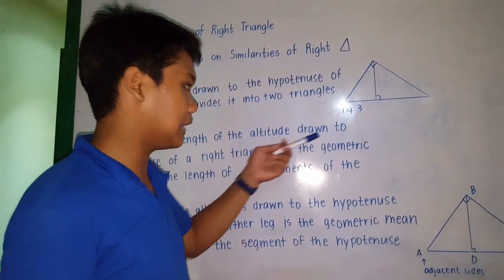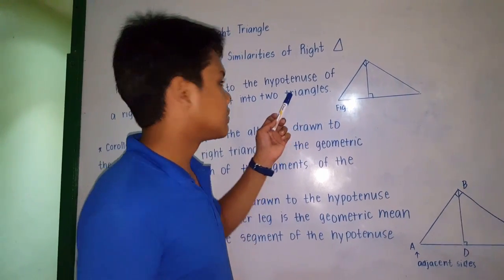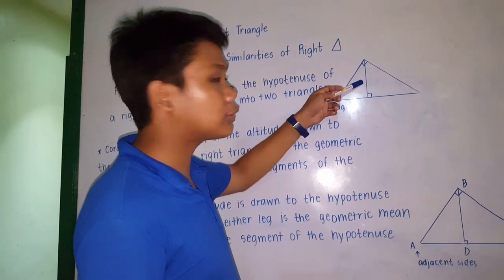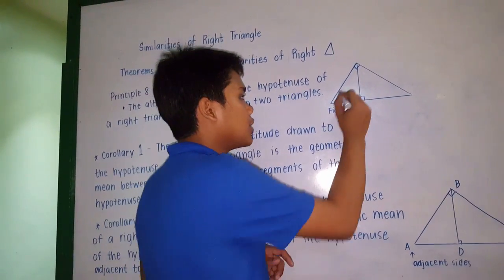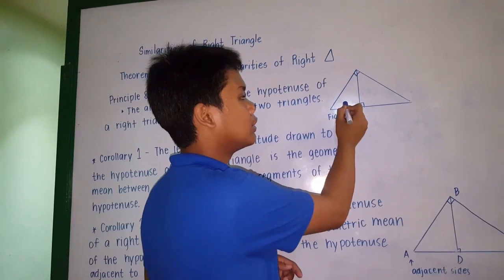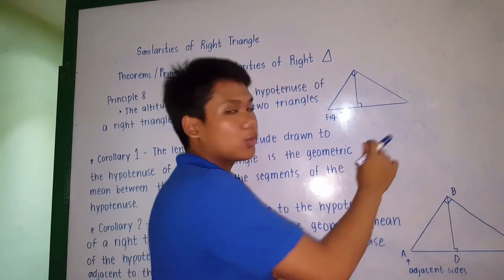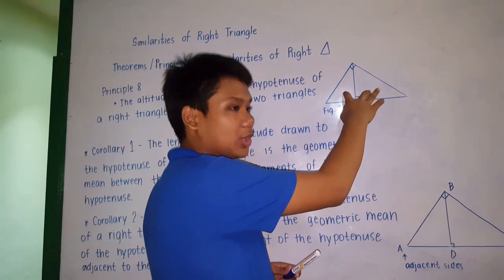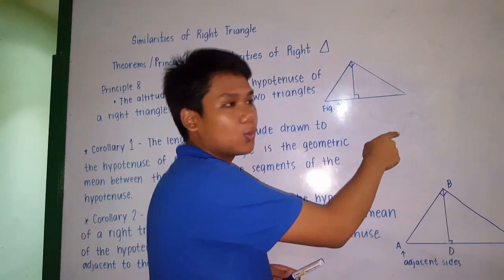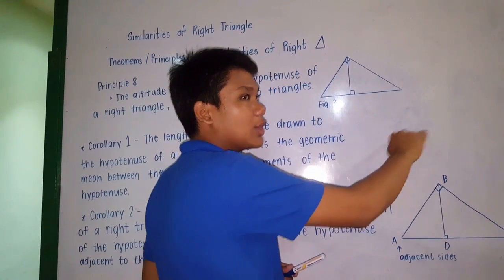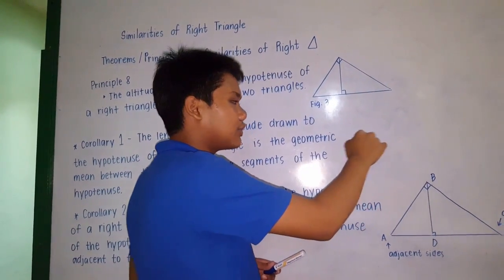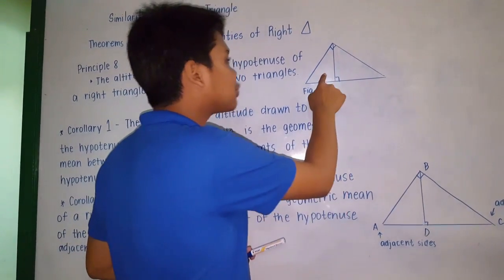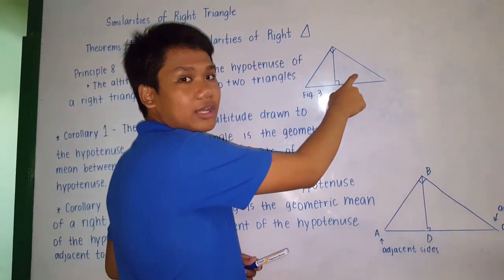So the altitude drawn to the hypotenuse of a right triangle divides it into two similar triangles. Now let us look at figure 3. This altitude divides the right triangle into two triangles, in which this triangle is similar to this triangle. And according to principle 7, if one triangle is similar to one triangle and the other triangle is similar to another triangle, then the first triangle is similar to the last triangle. So this triangle is similar to this triangle and the whole triangle.